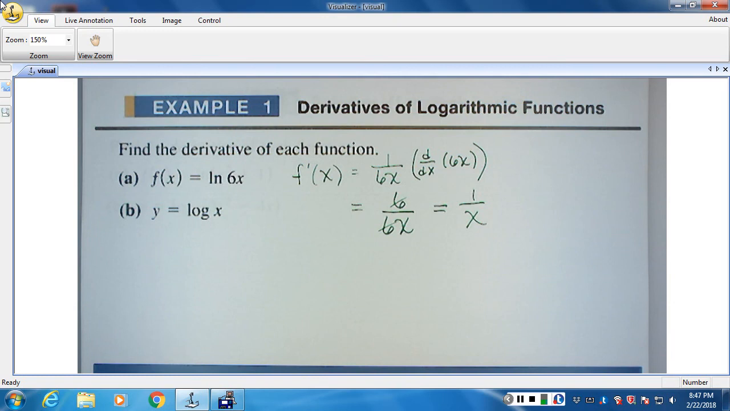If you have a log function that is a base 10 logarithm, that's the only base logarithm I'm ever going to ask you about.